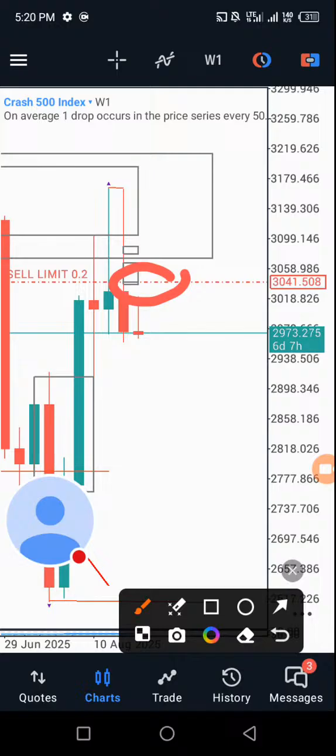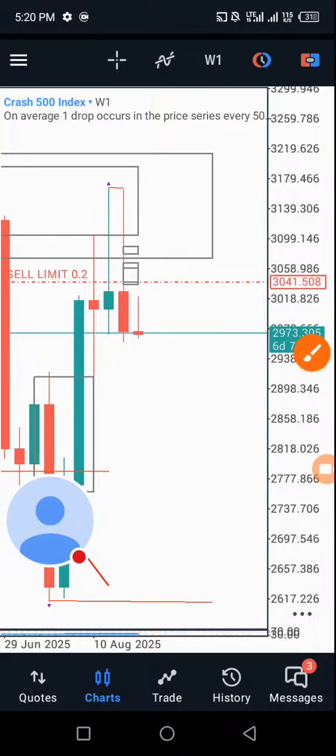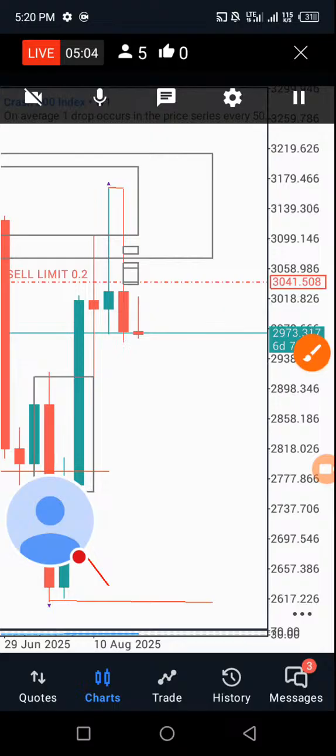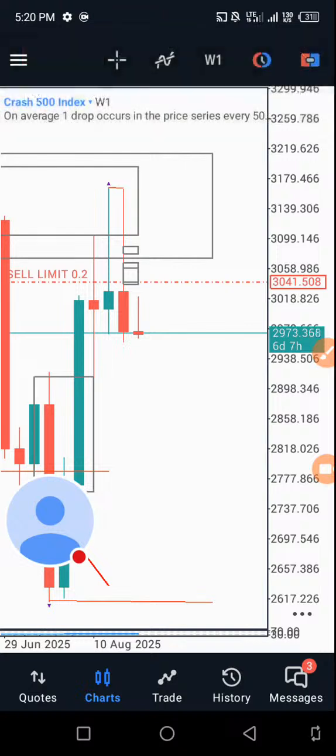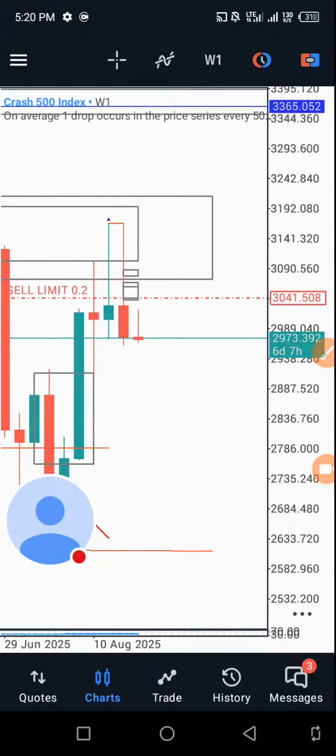Remember we are just using Crash 500 as a case study so that we can have insights, so that whenever we want to look at other markets, we can do the same thing. Even if you don't get to trade Crash 500, that doesn't mean the approach we are talking about is not something you'll be able to apply to your trading system.